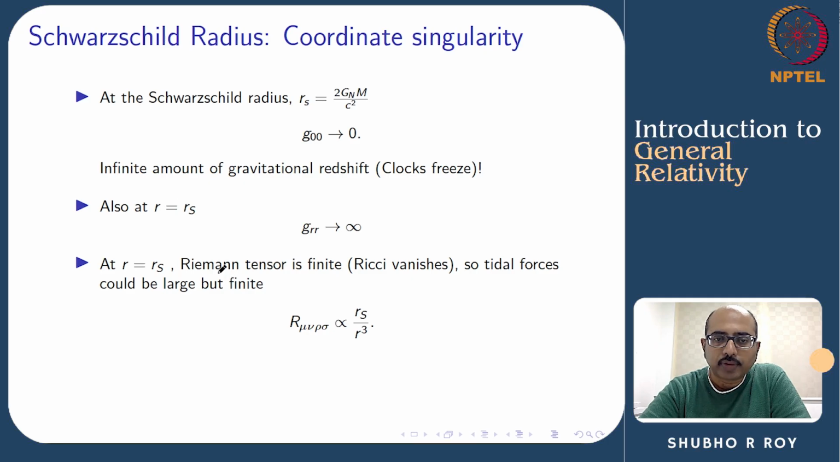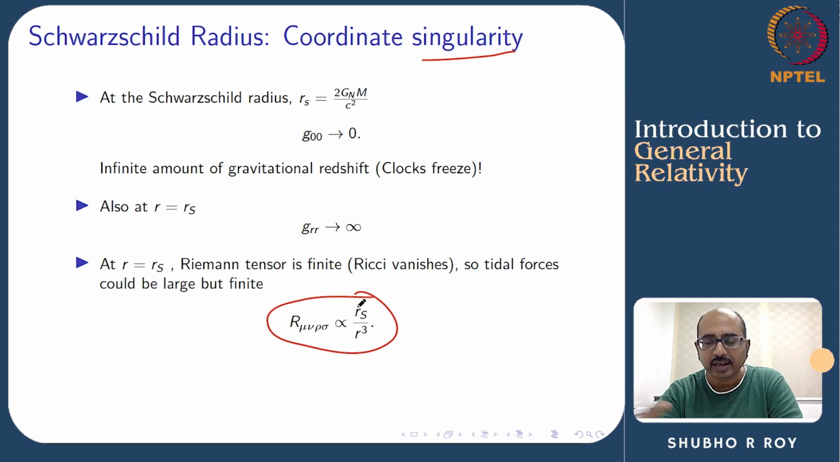at r equals rs, the Riemann tensor is finite. Okay, the Ricci vanishes because when we constructed the Schwarzschild solution, it respects the Ricci vanishing condition because it's a Ricci flat geometry. So Ricci vanishes, but the Riemann tensor, which measures tidal forces, is non-vanishing and it is finite. Okay, so there's nothing particularly wrong about this location. Although I'm using the word singularity, nothing really is becoming singular. Nothing is becoming infinite. The Riemann tensor, which represents physical tidal forces, remains finite, as you can see from the formula.